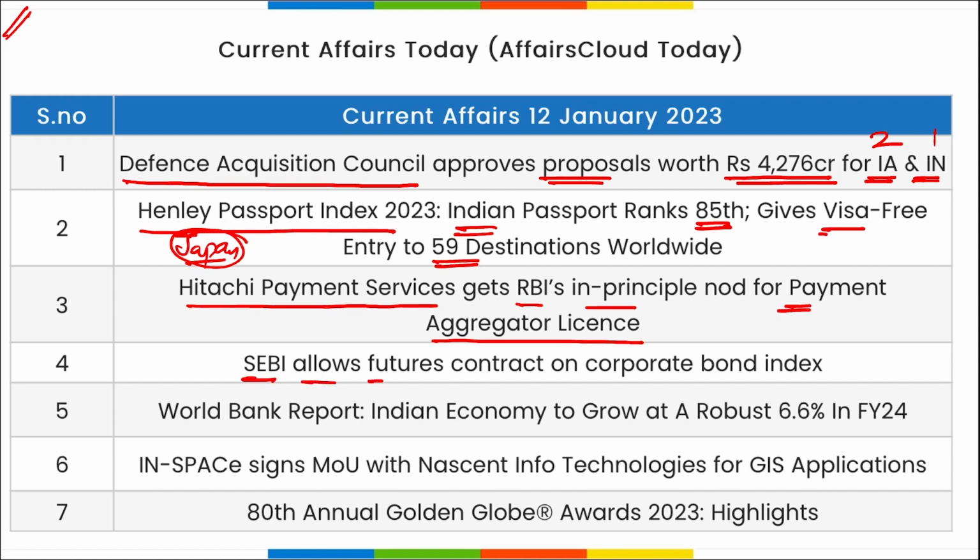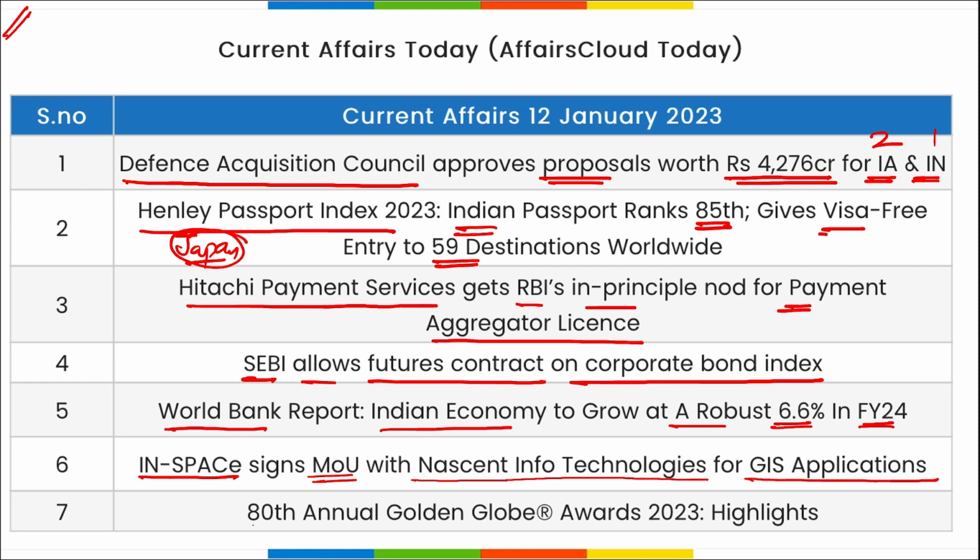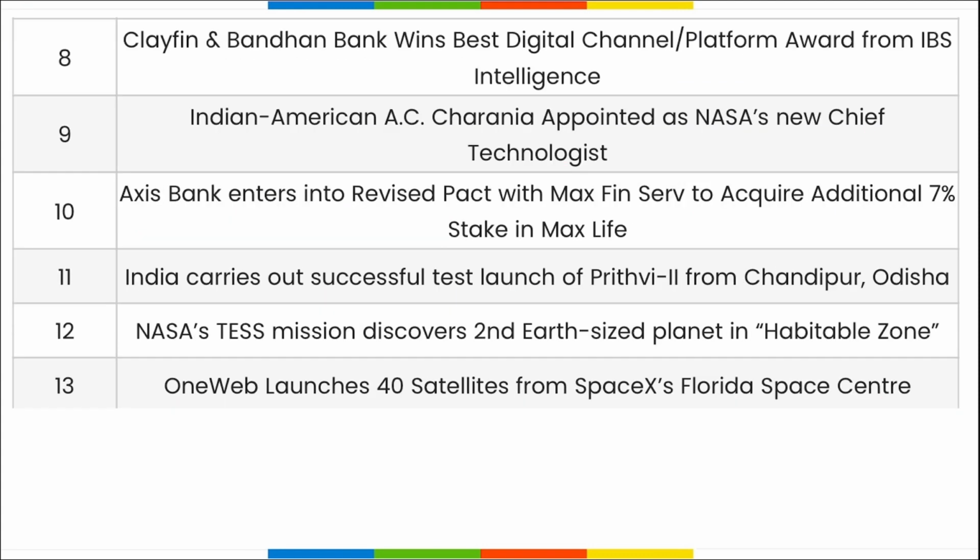SEBI has allowed futures contracts on corporate bond index. World Bank reports Indian economy to grow at a robust 6.6% in fiscal year 24. IN-SPACe has signed a memorandum of understanding with Nascent Info Technologies for GIS applications. 80th Annual Golden Globe Awards for 2023. And here, RRR song Naatu Naatu is the best song.